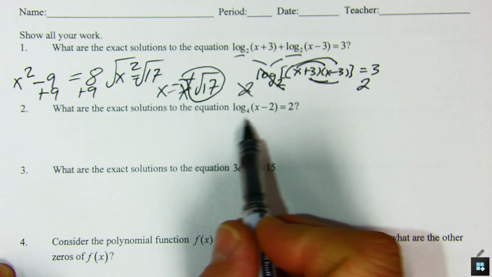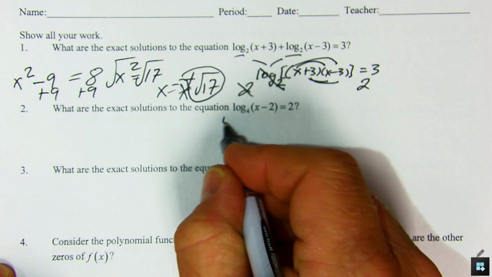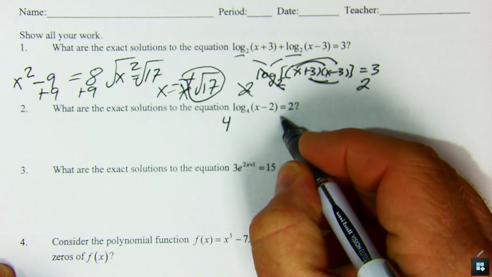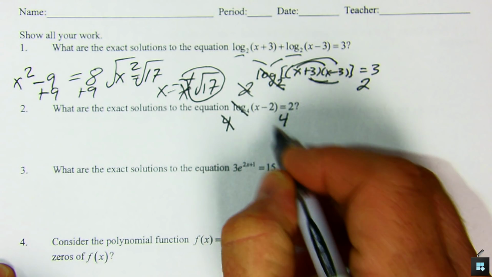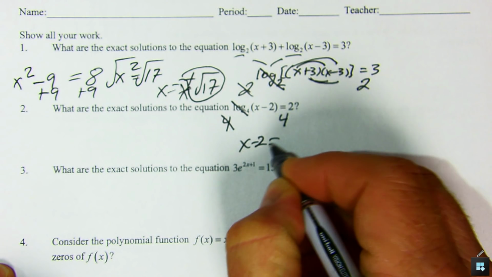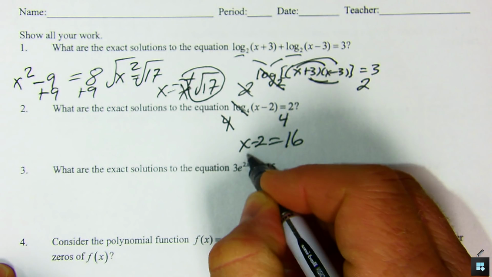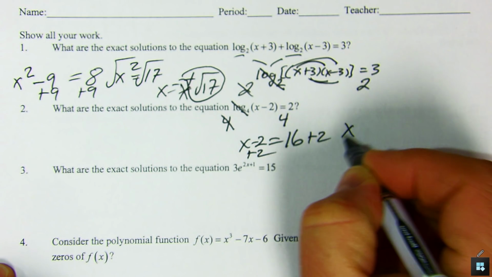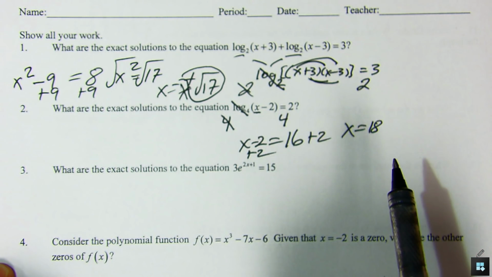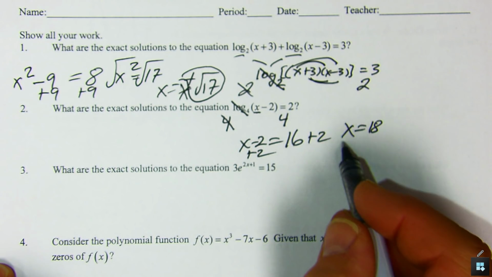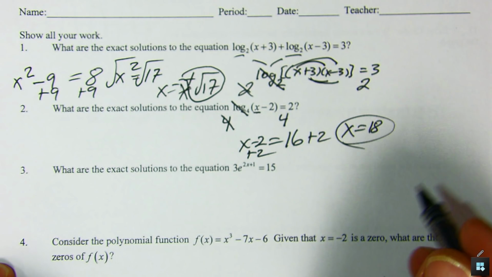But there's only 1 log, so I just have to get rid of it. I get rid of a log by taking the exponent. 4 is the base. 2 now becomes the exponent. That simplifies, giving me x minus 2 equals 4 squared, which is 16. Add the 2. X equals 18. Again, just check to make sure when you plug it in here, you're not going to get a 0 or a negative. You're good to go. X equals 18 is the answer.